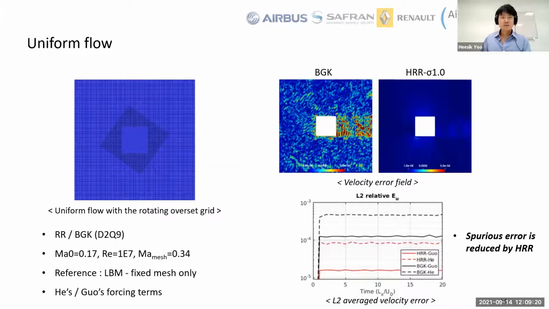So this is the first test case, a uniform flow. I run the uniform flow on the overset mesh, and I run the same uniform flow without using the overset mesh on the simple mesh, and I subtract those two.